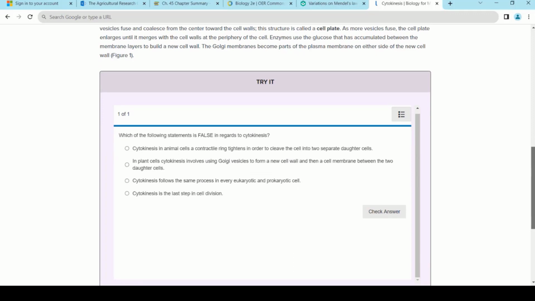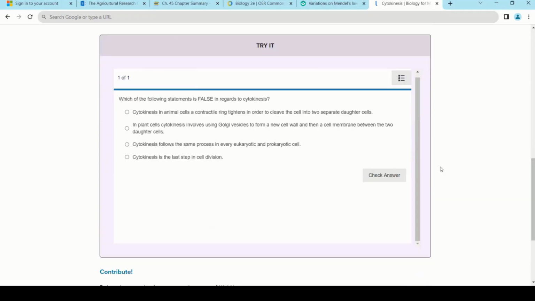Yes. And then we're going to do this. Which of the following statements is false in regards to cytokinesis? A, cytokinesis in an animal cell uses contractile rings in order to cleave the cell into two separate daughter cells. Or B, in a plant cell, cytokinesis involves using Golgi vesicles to form a new cell wall between the two daughter cells. Or C, cytokinesis follows the same process in every eukaryotic and prokaryotic cell. Or D, cytokinesis is the last step of cell division.